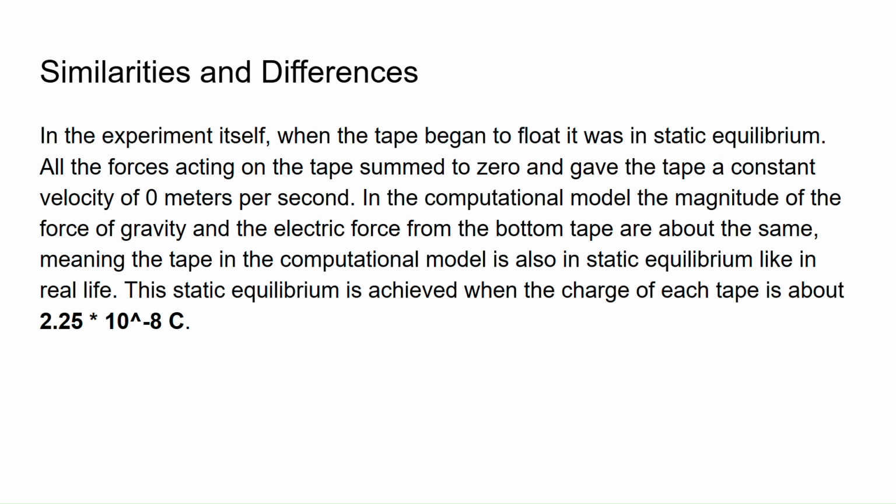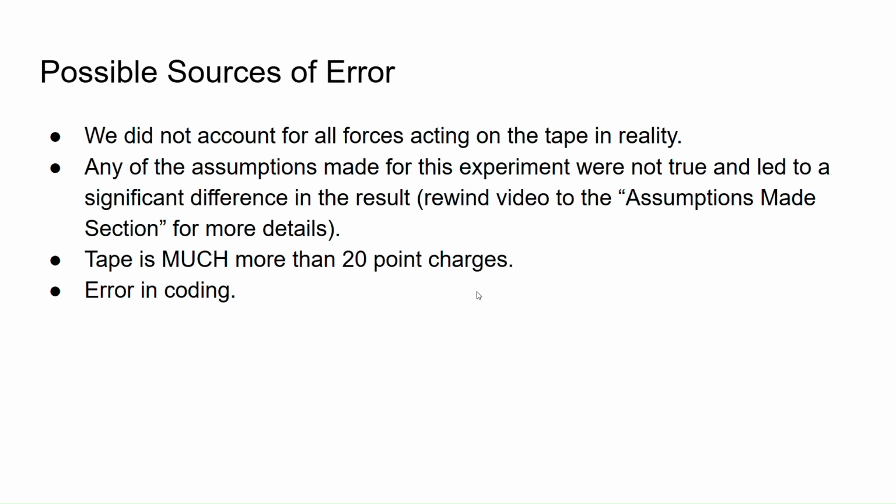Discussion and conclusions. Similarities and differences. In the experiment itself, when the tape began to float, it was in static equilibrium. Applying Newton's second law to this, it means that all the forces acting on the tape summed to zero and gave the tape a constant velocity of 0 meters per second. In the computational model, the magnitude of the force of gravity and the electric force from the bottom tape are about the same, meaning the tape in the computational model is also in static equilibrium, like in real life. This static equilibrium is achieved when the charge of each tape is about 2.25 times 10 to the negative 8th coulombs.